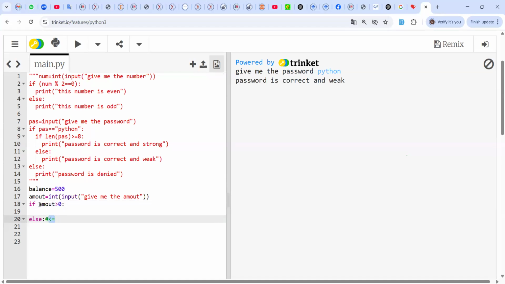That means what I told him is, if the amount I want to withdraw from the bank is greater than zero, it's okay, I can work with it. But if it is minus or less than or equal to zero, that means this amount is invalid. We have to print a message in here and tell him invalid amount.